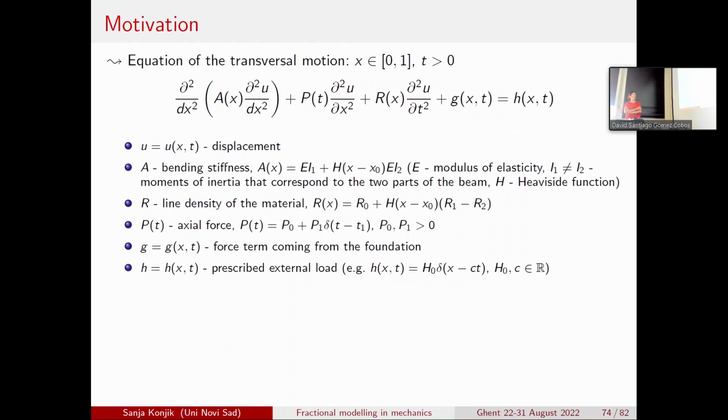R is the line density. Again, we suppose that it is different on these two parts of the rod. P is the actual force, and you see here it is given in terms of the Dirac delta distribution, and that is what makes the problem here with the classical theory. So the classical theory cannot deal with coefficients given in this form. And G is a force term coming from the foundation, and H is the prescribed external load.